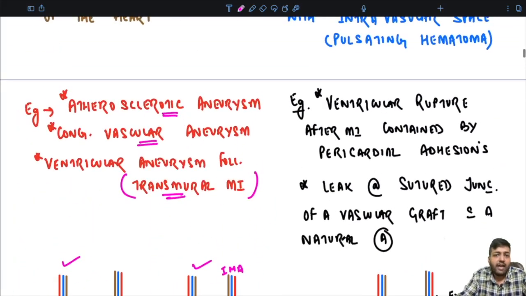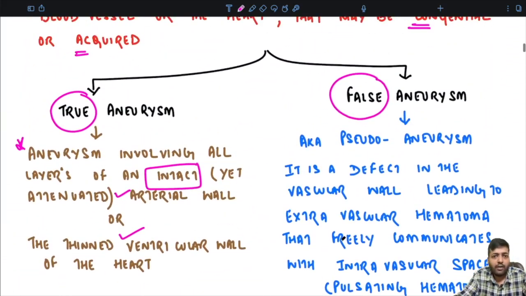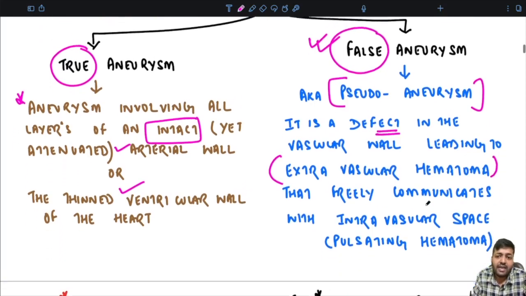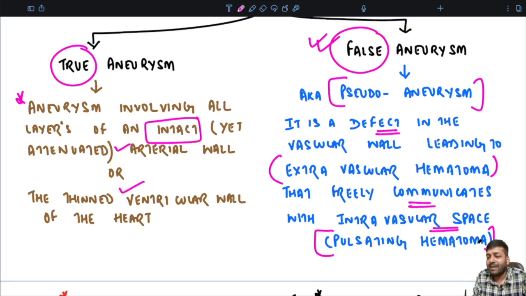We have already seen the true aneurysm, the condition being that the vessel wall should be intact. There is a dilatation, but the vessel walls are intact. Now we want to understand what is a false aneurysm. It is also known as pseudoaneurysm. It is a defect in the vascular wall leading to extravascular hematoma that freely communicates with the intravascular space. In that case, it will be pulsatile and we will call it a pulsatile hematoma.